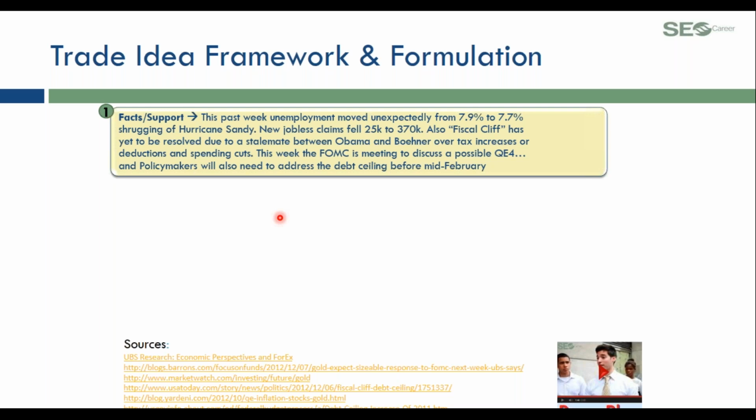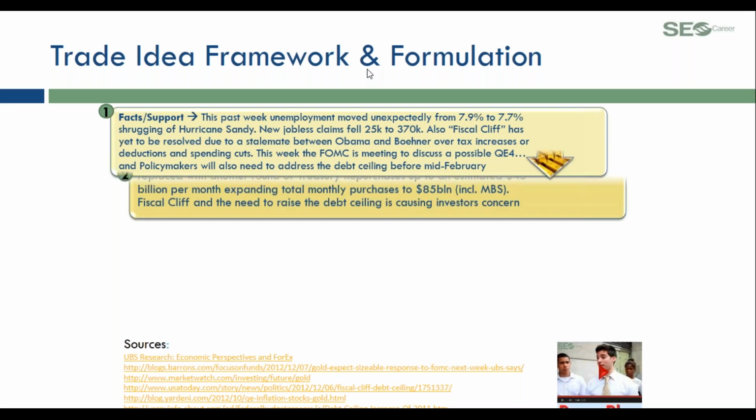Also, the fiscal cliff has yet to be resolved due to a stalemate between Obama and Boehner over taxes or deductions in spending cuts. This week, the FOMC is meeting to discuss possible QE4, and policymakers will also need to address the debt ceiling before mid-February. So this is just some macroeconomic backdrop. This is talking about fiscal policy and monetary policy and some data points, unemployment rate, jobless claims. You know, that's the facts. That's what's happening in the market climate.